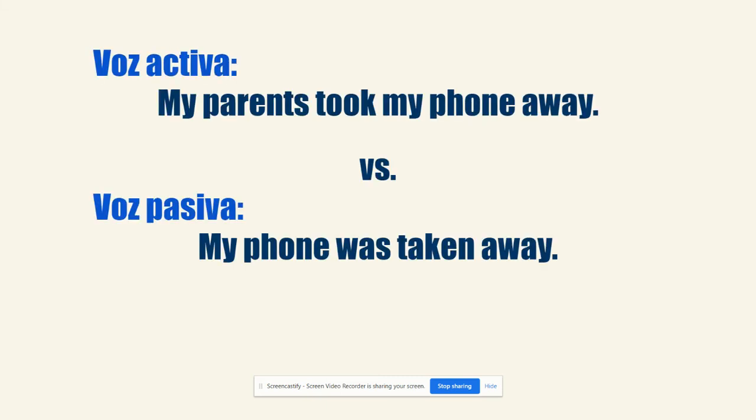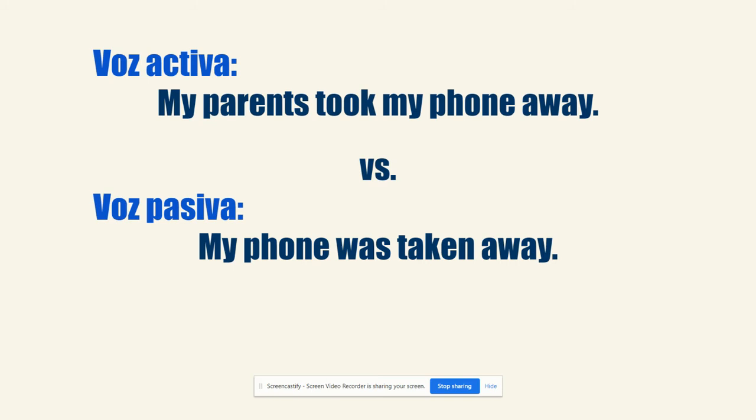So, here's a good example in English. Voz activa is an active voice sentence, a regular sentence where you have the person and then the verb and then the object. So, my parents took my phone away. Here, obviously, parents are the subject, the people doing the action. Took is your verb, and my phone is the object. My parents took my phone away. This is the kind of sentence we use all the time.